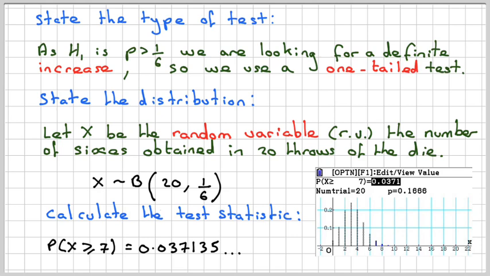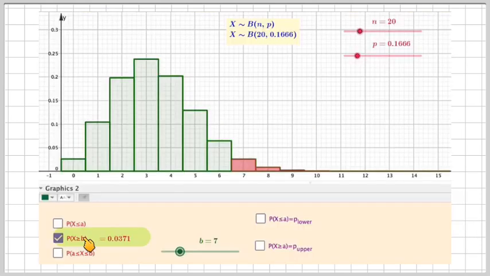Now, if you don't have access to a calculator, I made this app, which will be in the notes of the video. Okay, and we want greater than, okay, we need to set b being equal to 7, because we want more than or equal to 7, and again we get the same probability. This app, the link will be in the notes of the video.